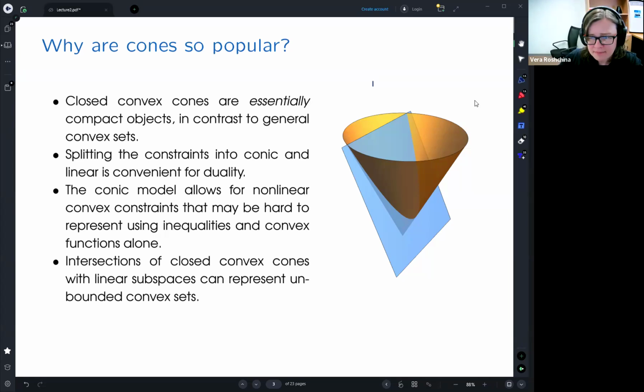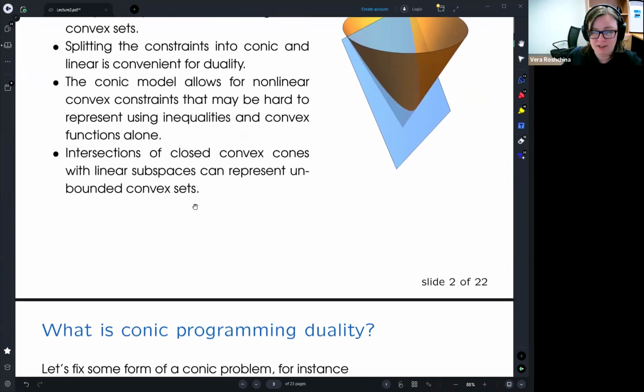Also, as I said before, conic models allow us to deal with problems which cannot be represented in a more classical way, when you can represent constraints through some convex inequalities, for example.